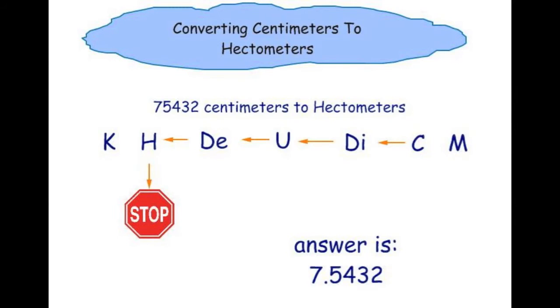In this problem, we are moving from centimeters to hectometers. We are going to find out how many hectometers are in 75,432 centimeters. Just like the other problems, we are going to use the same acronym. Instead of moving to the right, we will be moving to the left in order to get to hectometers. Starting at the C, we are going to move from centi to deci, deci to units, units to deca, and deca to hecto. Count up how many times we move.